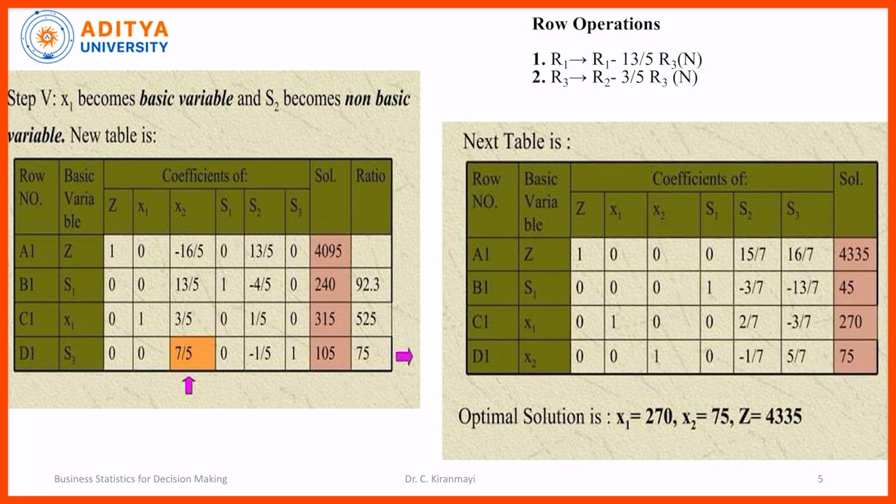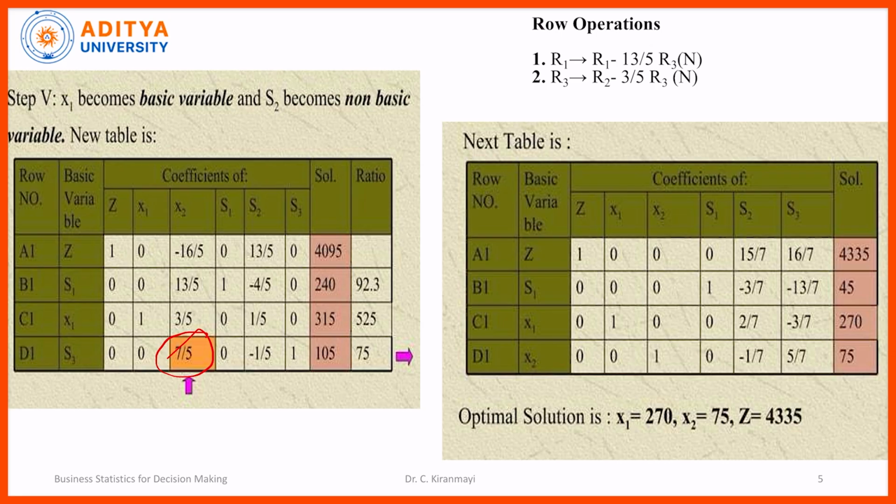After calculating the ratios, among these we have to consider the minimum value: it is 92.3, it is 525, it is 75. 75 is the minimum ratio. Therefore, the third row will be the key row. The element at the intersection of the key column and key row is this one, 7 by 5. This is the key element of this iteration.